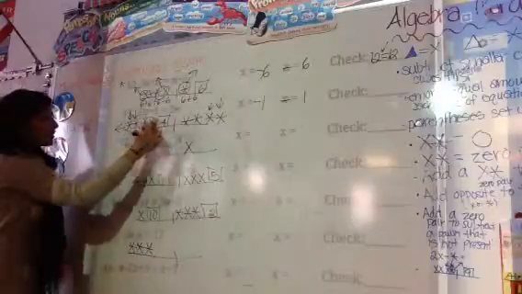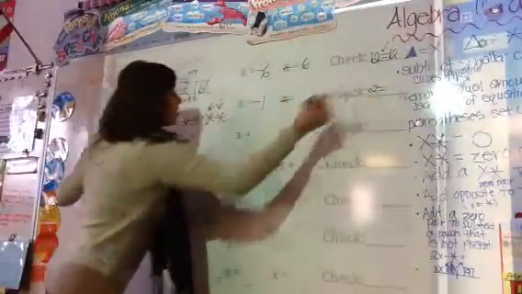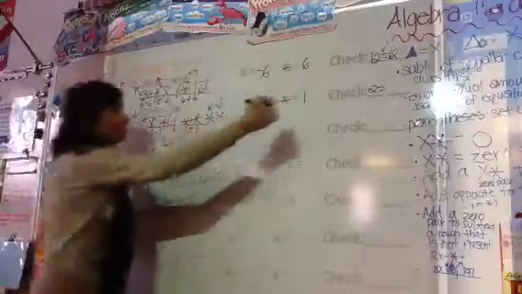Left side, 4 minus 1 minus 1, so 4 minus 2 is 2. Right side, 1 plus 1 equals 2.